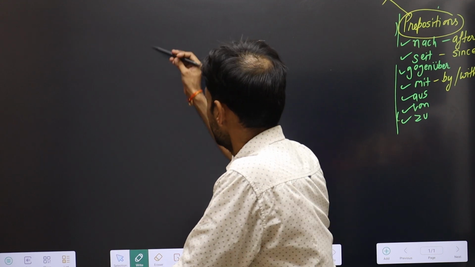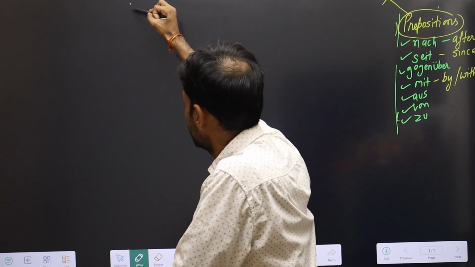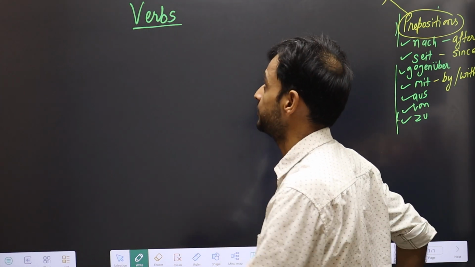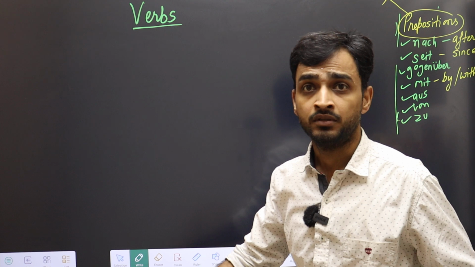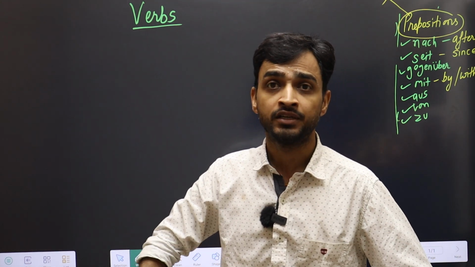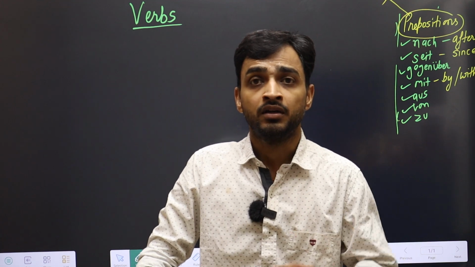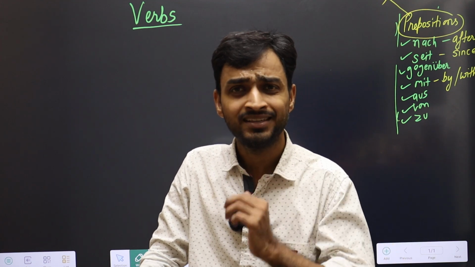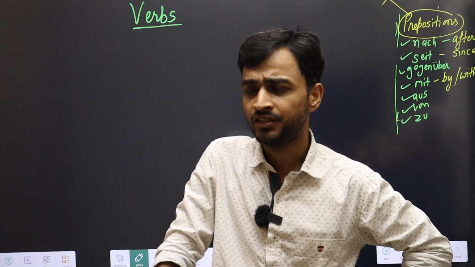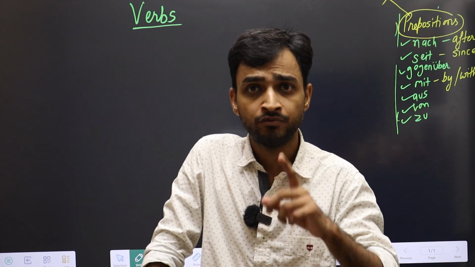Now, there are certain verbs which are also known as dative. As I said, there are different categories of verbs, so we need to be very careful whether these verbs are dative or accusative. Some verbs take two objects. What are these verbs? We need to be very careful.